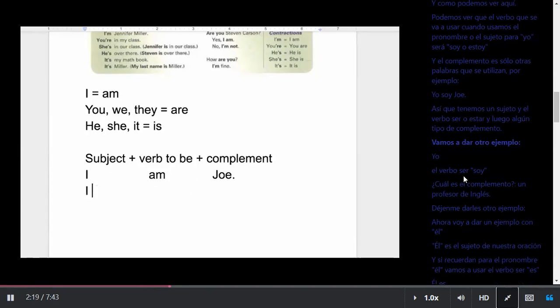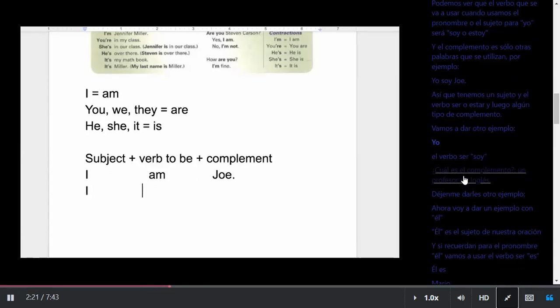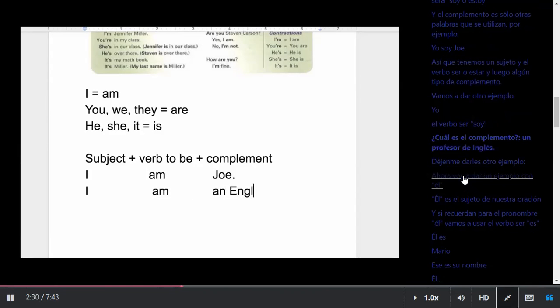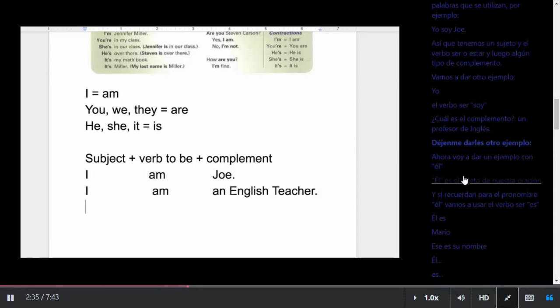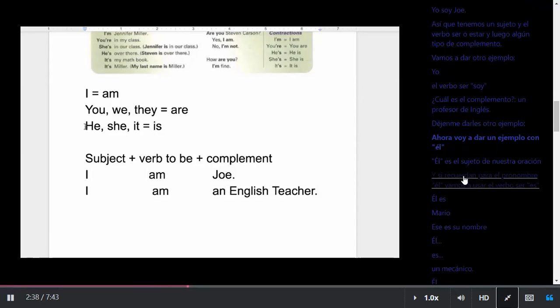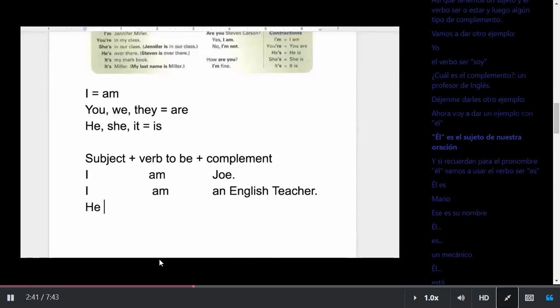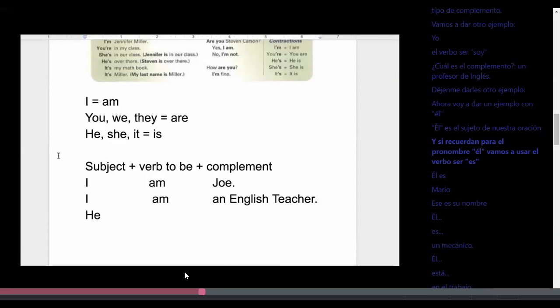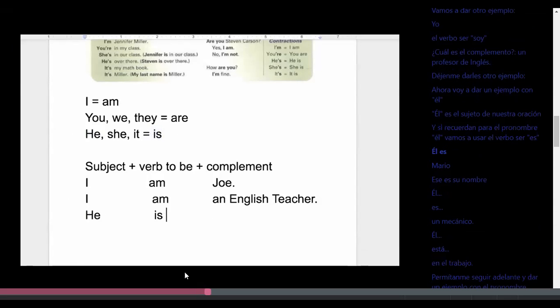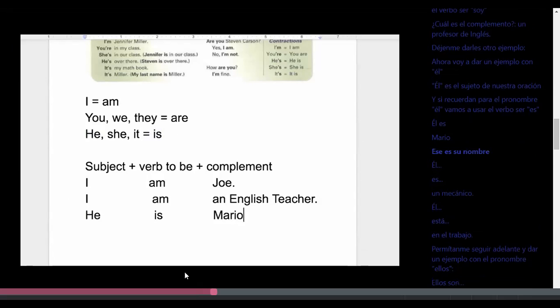Let's give another example. I, the verb to be, I am. And what is the complement to that? I'm going to say an English teacher. Okay, let me give another example. Now I'm going to give an example with he. He is the subject of our sentence. If you remember, for that we're going to use the verb to be is. He is, and we're going to say Mario, that's his name.